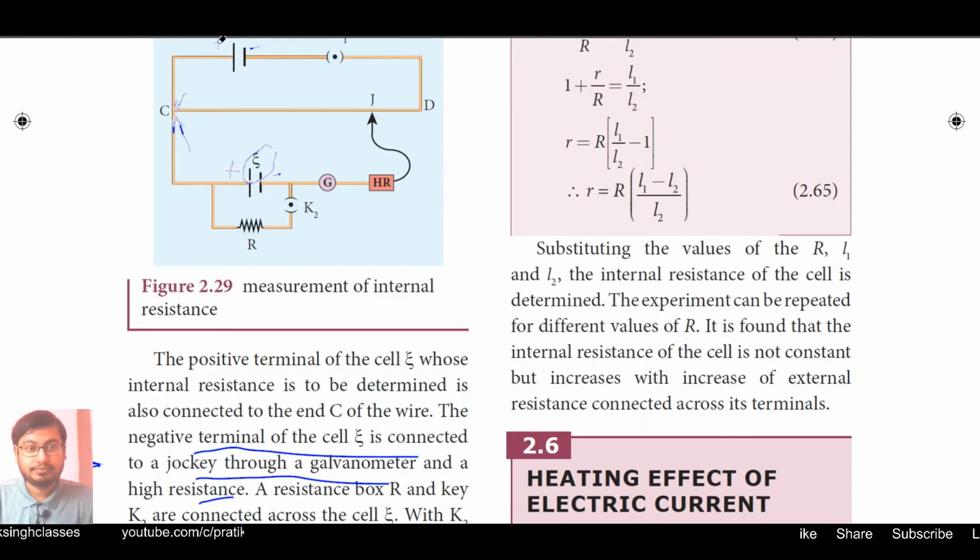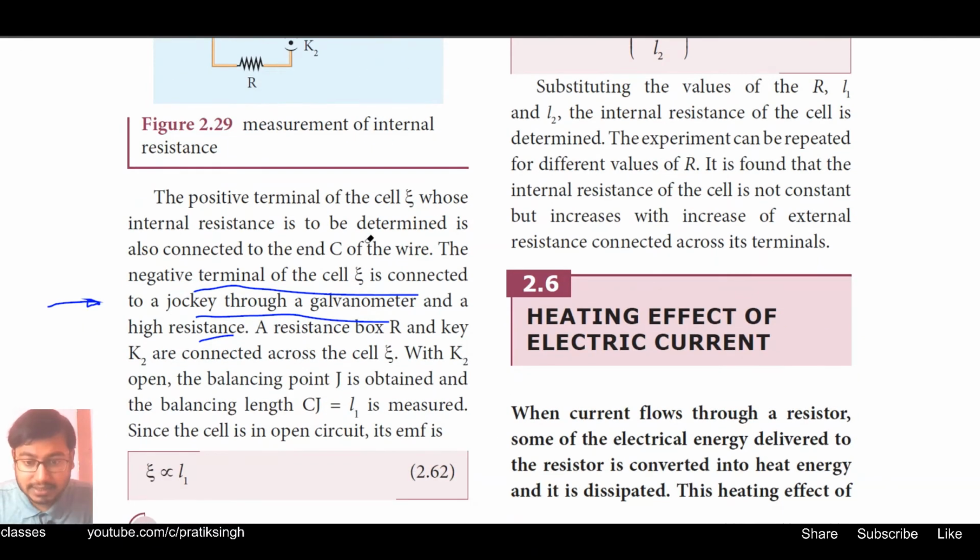Let me decrease the contrast, it is hurting my eyes.